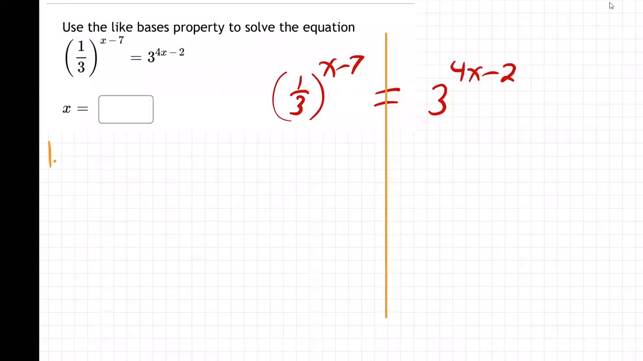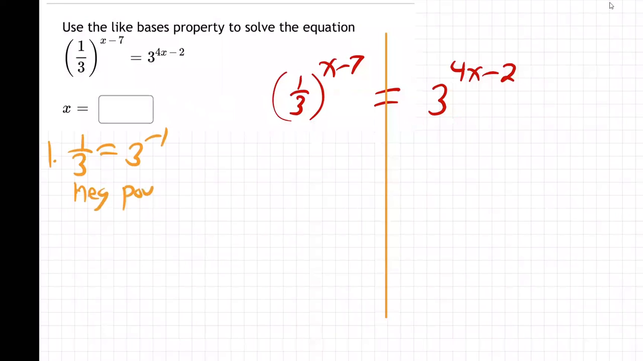Okay, so on this one, we are trying to solve for x. And the trick is, over here we have a 1/3, here we have a 3. Well, basically, 1/3 equals 3 to the minus 1. That's what you have to remember. Whenever you have fractions, that means a negative power. Does that make sense?